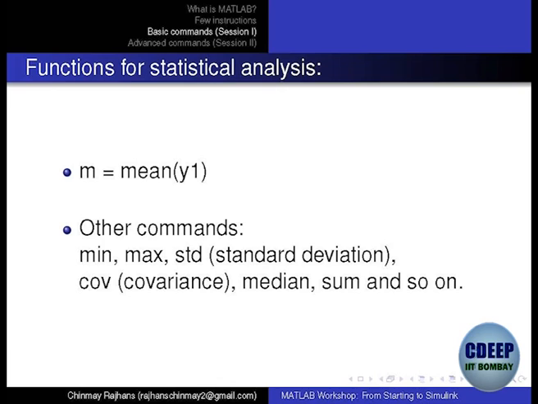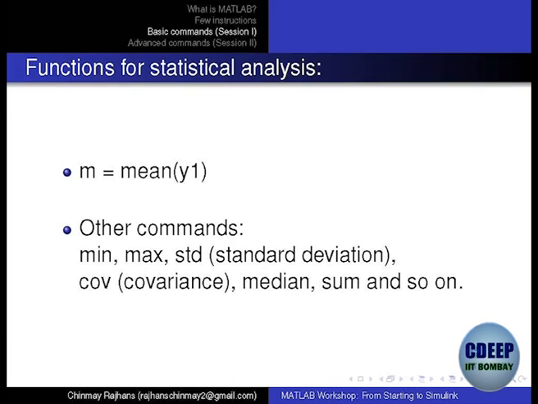Okay, so this is a command to get the mean. We generated random numbers earlier. We want to check what the mean is. So we just use this command, mean of whatever variable or vector or array also you can do. So it will generate a mean. There are other commands like minimum, maximum, standard deviation, covariance, median, sum, right? You don't have to write a for loop to get a sum. Direct command is sum of, you just give the variable, it will throw the sum, right?